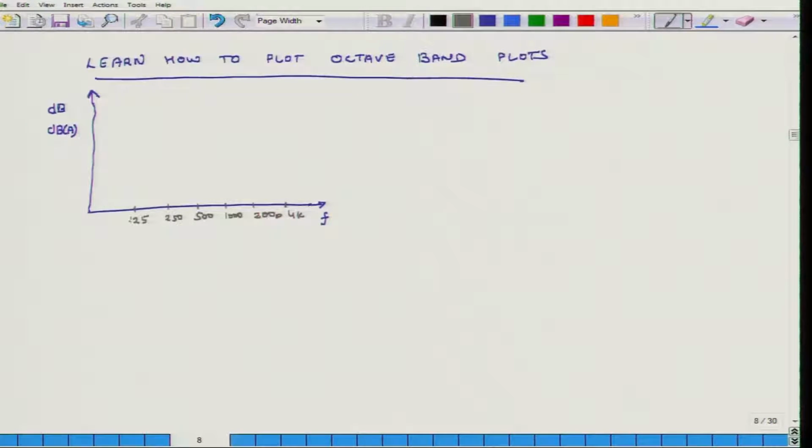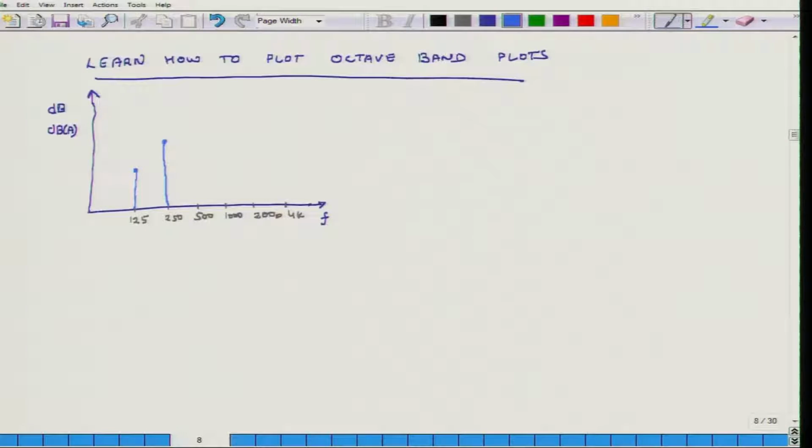So, first thing is that I report these decibels only at these central frequencies. So, it will look like this. Okay. So, this is an octave band plot corresponding to octave bands with central frequencies 125, 250, 500, 1000, 2000 and 4000.